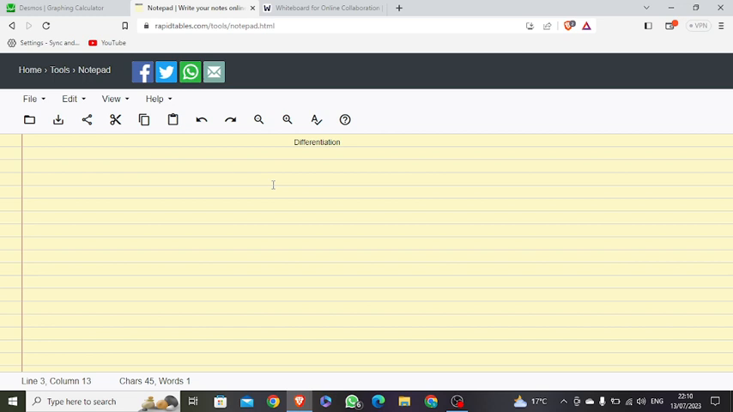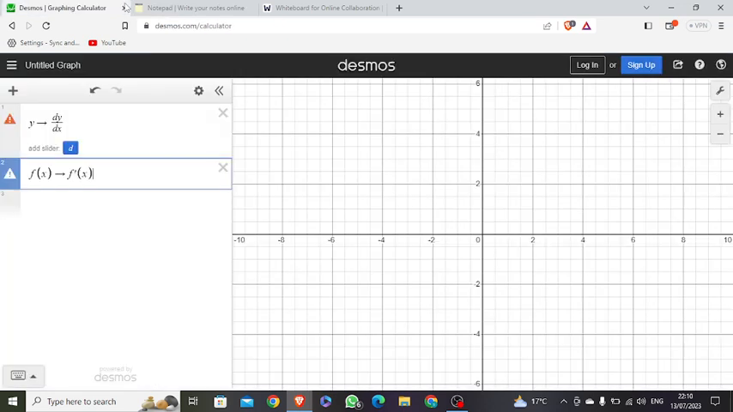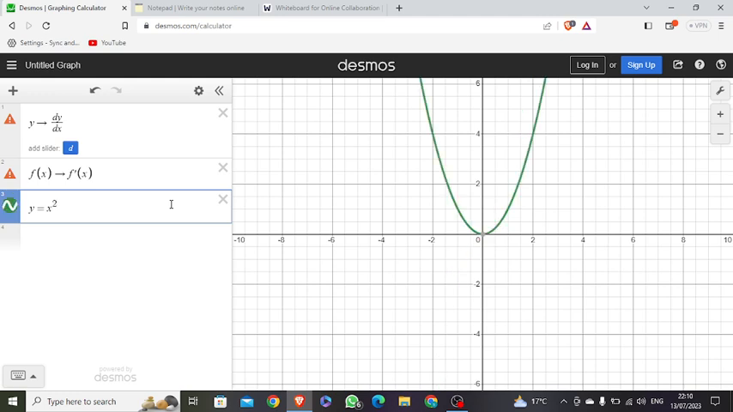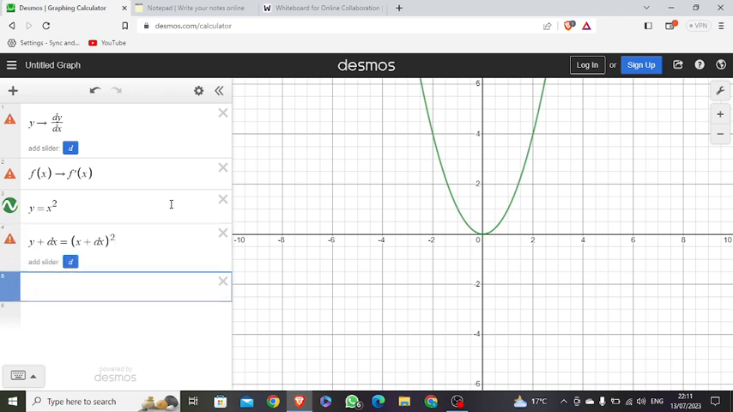Now, let's take an example. y equals x squared. To differentiate this, we can do something like this: y plus dy equals x plus dx squared.